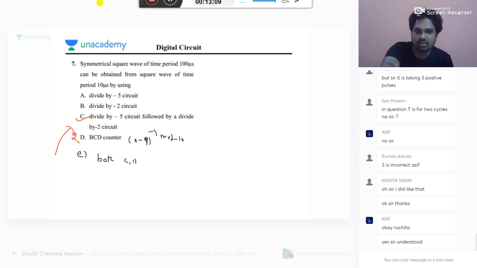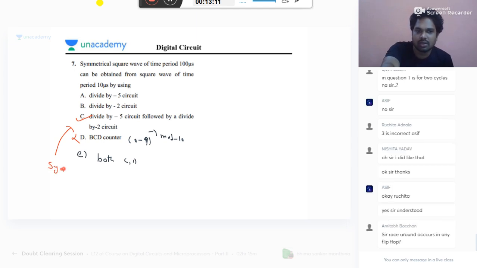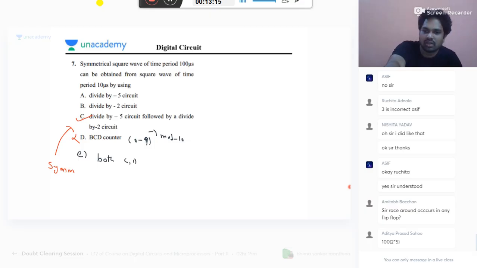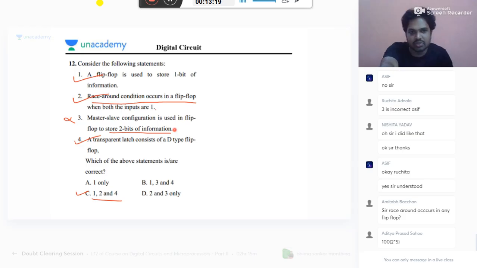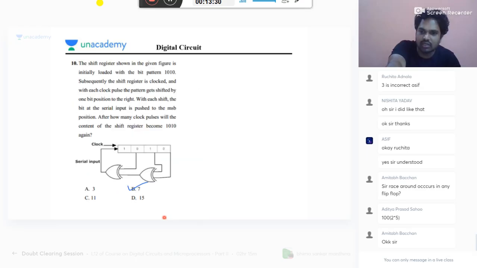Why? Because of symmetry. Amitabh, what happened here? I told just now it occurs only in JK flip-flop, but in the options we don't specify anything, so we assume it as a JK flip-flop. I told that it will occur only in JK flip-flop. We have also already done one question earlier.